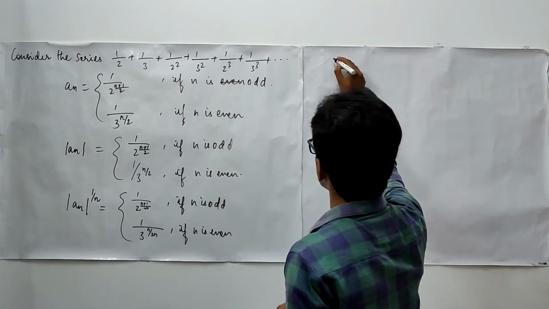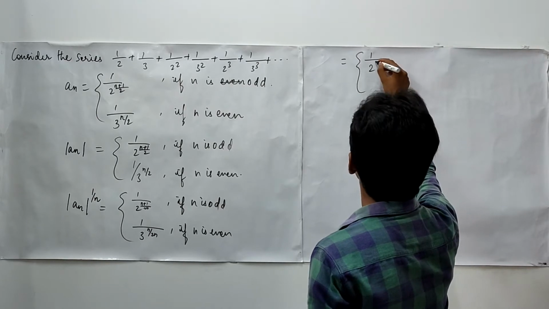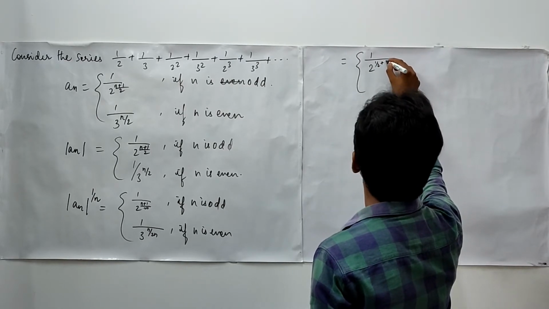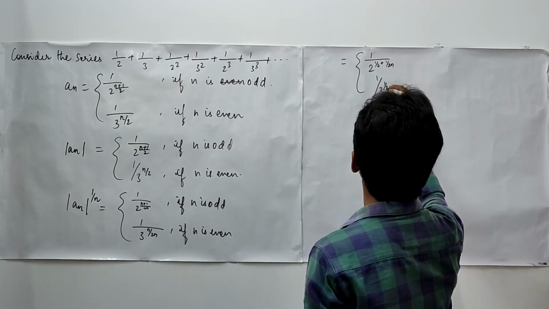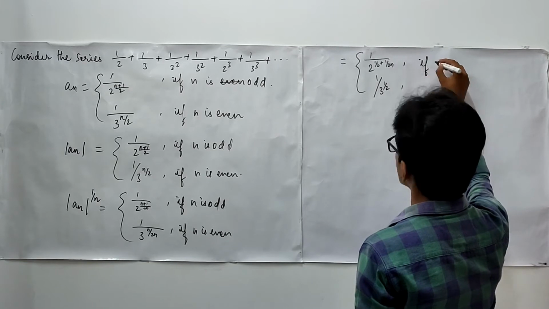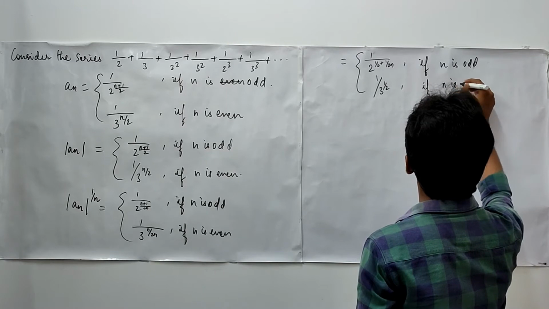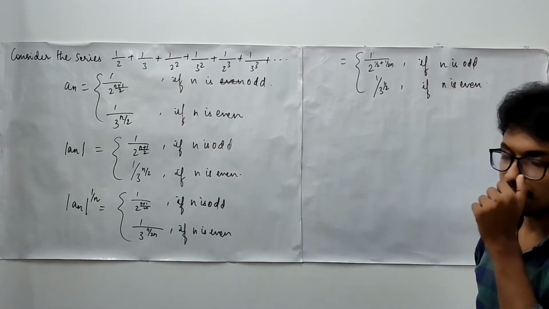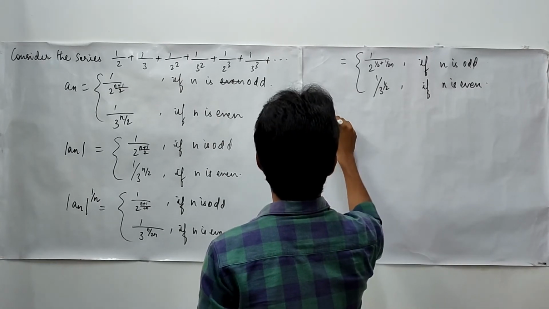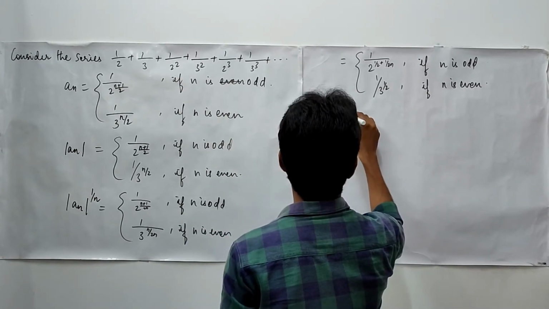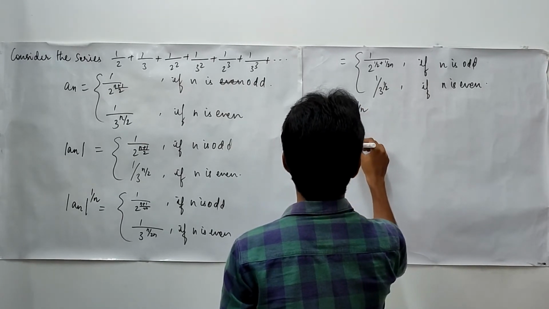right? And that is what? It is simply 1 upon 2 power 1 by 2 plus 1 by 2n, and this is 1 upon 3 power 1 by 2 if n is odd, and this is when n is even. Now we will have to find out the supremum value. Supremum of absolute of an to the power 1 upon n is what, and similarly what is the infimum value.